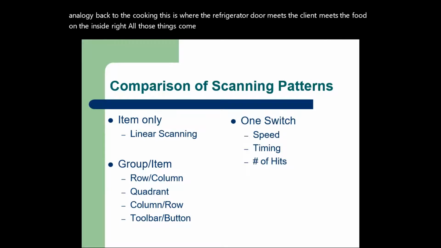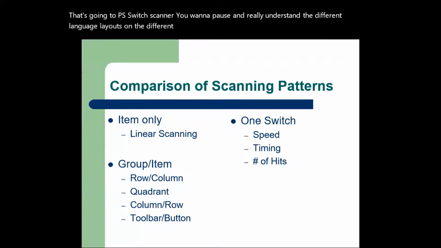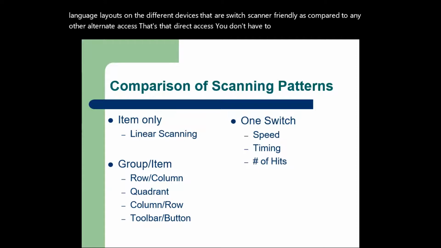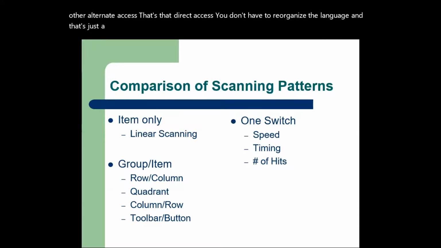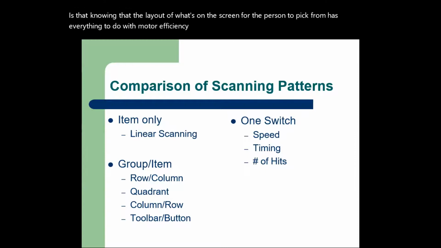So if you're using a switch scanner, if you're helping a client who's going to be a switch scanner, you want to pause and really understand the different language layouts on the different devices that are switch scanner friendly, as compared to any other alternate access. That's direct access, where you don't have to reorganize the language. And that's just a huge important pause moment, right? Knowing that the layout of what's on the screen for the person to pick from has everything to do with motor efficiency under that switch scanning layout. So that's why it's way different.